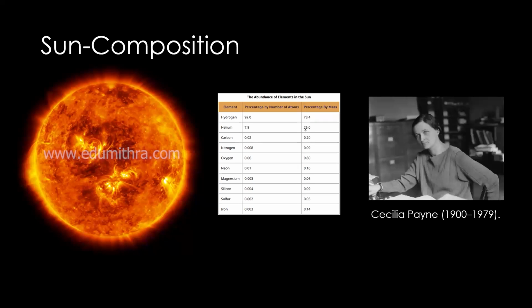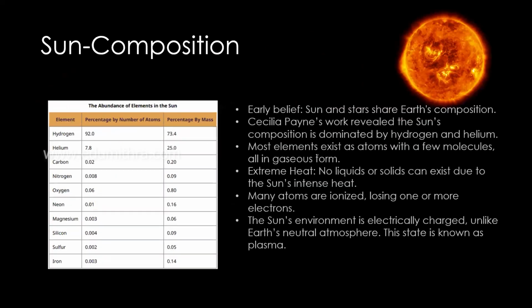And 24%, or about one-fourth of the mass of the sun, is helium. Carbon, nitrogen, oxygen, neon, magnesium, silicon, sulfur, almost all of them are there, but they are all such a tiny fraction that they are insignificant, in the sense that hydrogen and helium are the most abundant elements in the sun. So this is a groundbreaking discovery made by Cecilia Payne during her PhD.